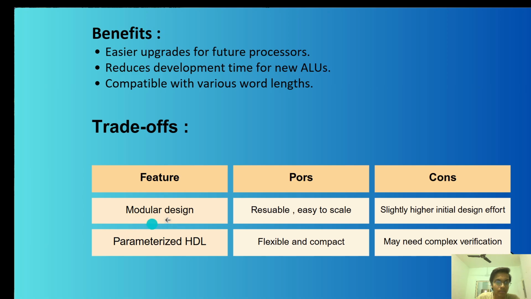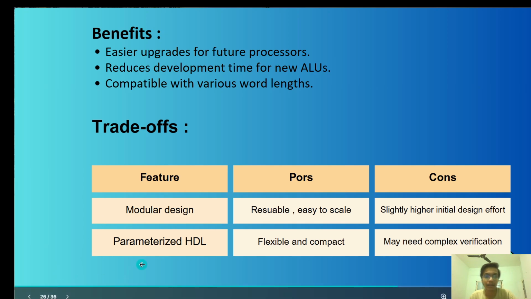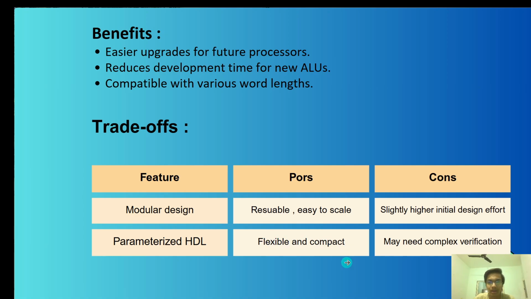Trade-offs. Modular design has the pro that it is reusable and easy, and the con is slightly higher complexity. Parameterized HDL is flexible. It can be used in mostly all kinds of designs, processors and so on, but the same con applies here: it needs complex verification because there can be mistakes many times.